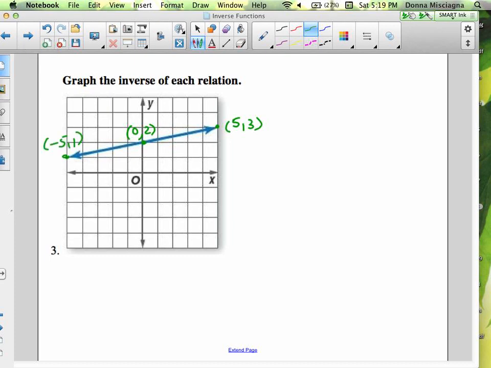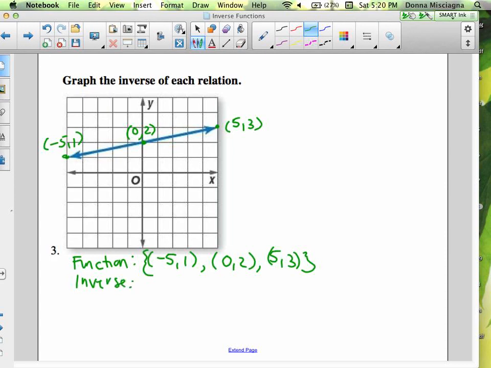All right, so if the function has the points, let's go left to right, (-5, 1), (0, 2), and (5, 3), and solve this one along with me, then the inverse, we just switch.